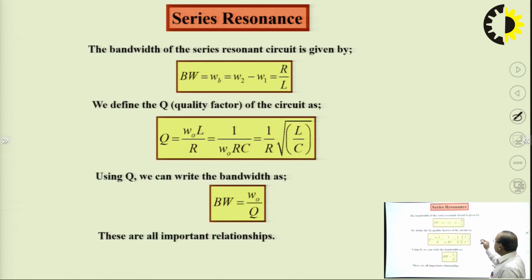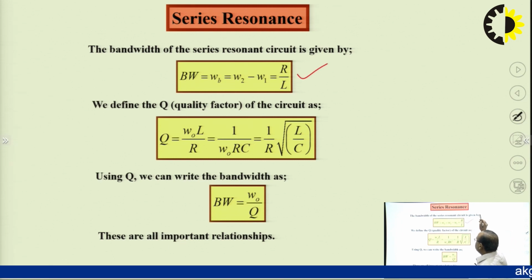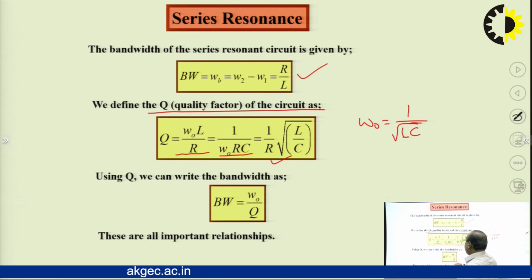So, bandwidth is this, which we have already discussed in the last slide, and from this we can also define the quality factor, Q factor, of the circuit. The quality factor is given by omega naught L by R or 1 by omega naught RC, where omega naught is the resonance frequency. By putting the value of omega naught, which we know is given by 1 by root LC, the quality factor becomes 1 by R root L by C.